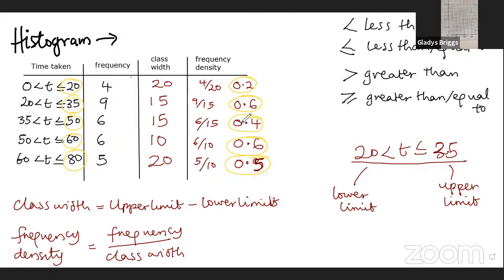So we have 20. I'm just going to put that information on the graph paper so that we can keep an eye on it. So it's 20, 0.2; 35, 0.6; 50, 0.4; 60, 0.6; 80, 0.5. Okay.